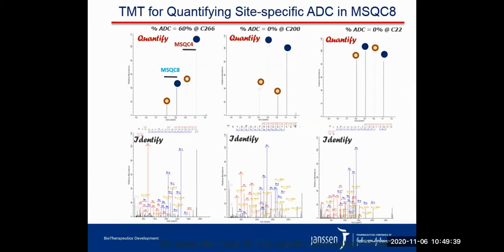Here are a few examples of site-specific occupancies estimated for a cysteine conjugate. Different sites have different occupancies as seen in the top panel. The spectra show the reporters, and the bottom panel shows the corresponding fragment ions that localize the conjugation sites.